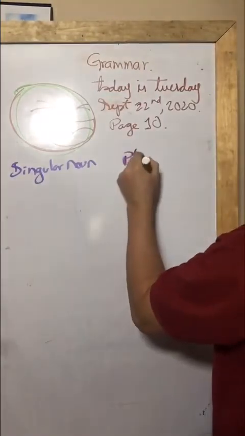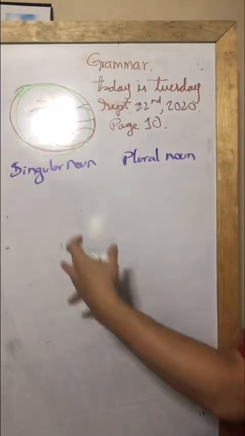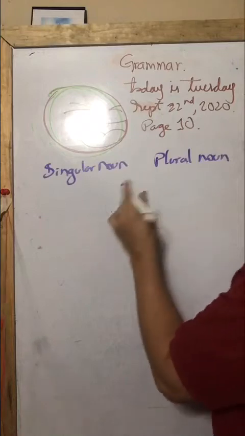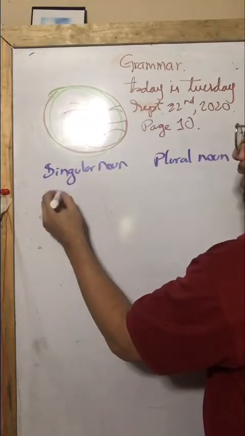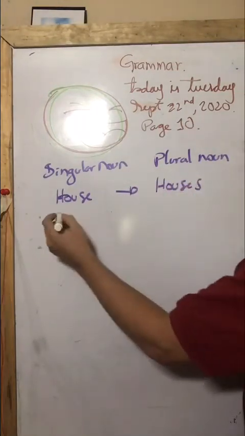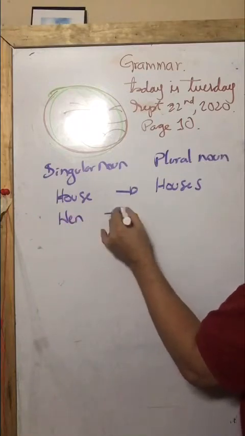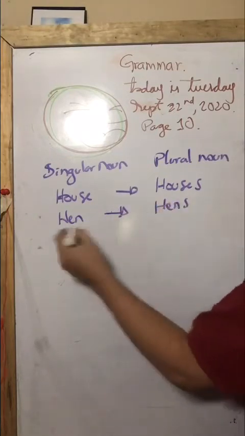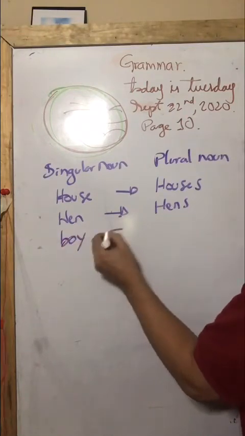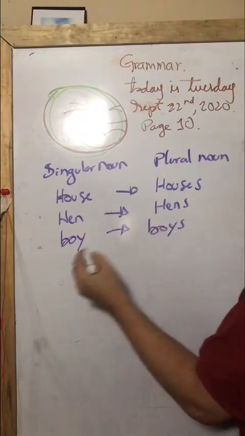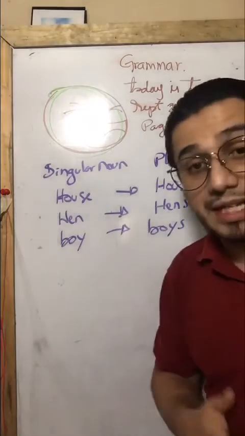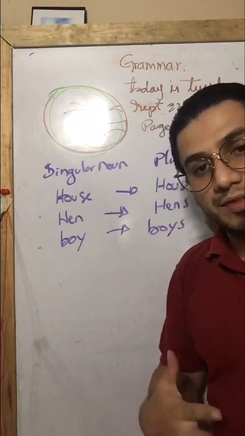And plural noun. Now, what is the difference between them? A singular noun means only one object, and a plural noun means more than one object. So we have house, houses, hen, hens, boy, boys, etc. Most of them are really easy to use, but there are a couple of rules for some of them that are not the same.